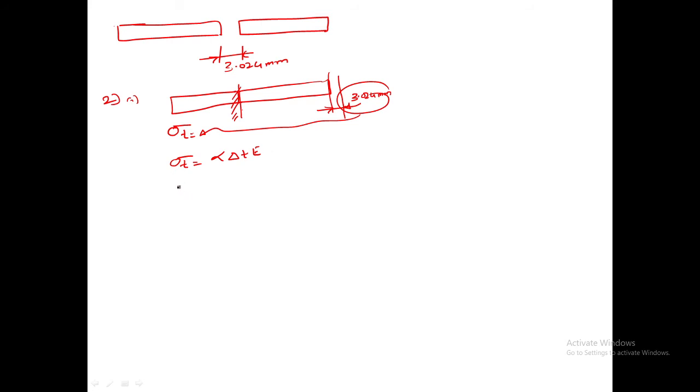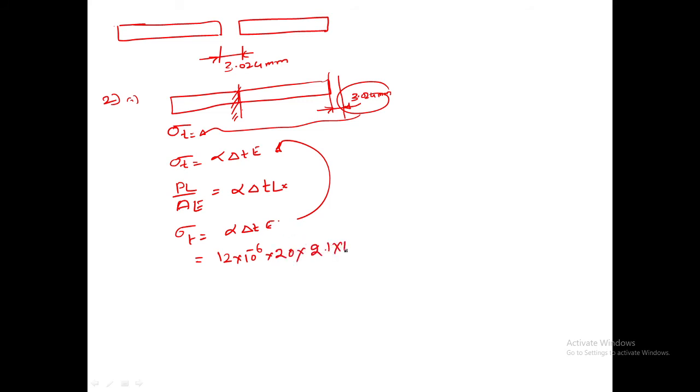Or you can calculate PL by AE, okay, because you know the length here. Now PL by AE equals what? Alpha delta T into L, okay, into L. Now P by A remains, and again we just cancel here, we are going to get the same equation, right? Now find out. Alpha is 12 into 10 to the power of minus 6, delta T is 20 degrees, and Young's modulus is 2.1 into 10 to the power of 5.